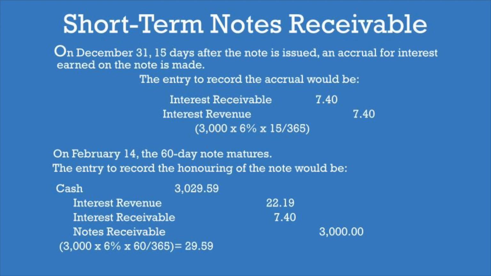Now, let's assume that in February, the 60-day note matures. What happens then? Well, the cash comes in. Let's assume that it gets paid and everything is honored. So cash in total will be $3,029.59. Where did that come from? Well, we're going to credit interest revenue for $22.19, which is this year's amount of interest. The interest receivable was from the tail end of the previous year, $7.40, and that's credited. We're also going to credit notes receivable for $3,000.